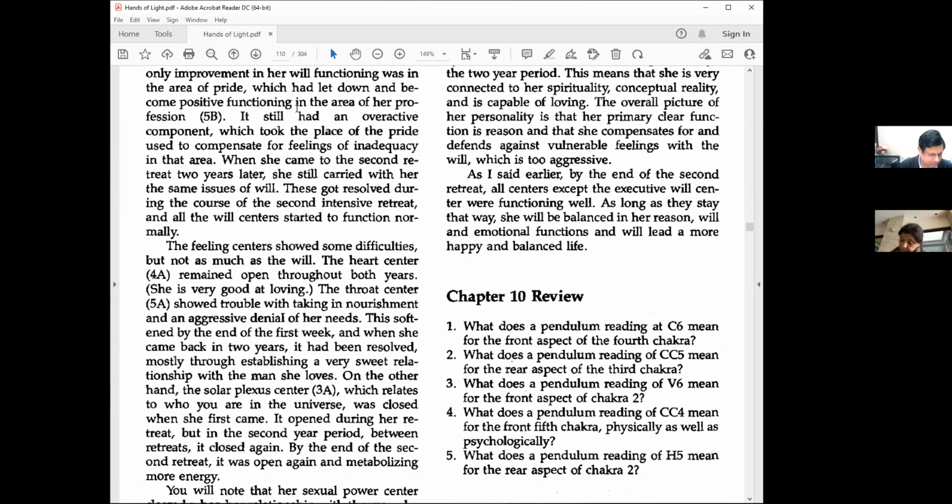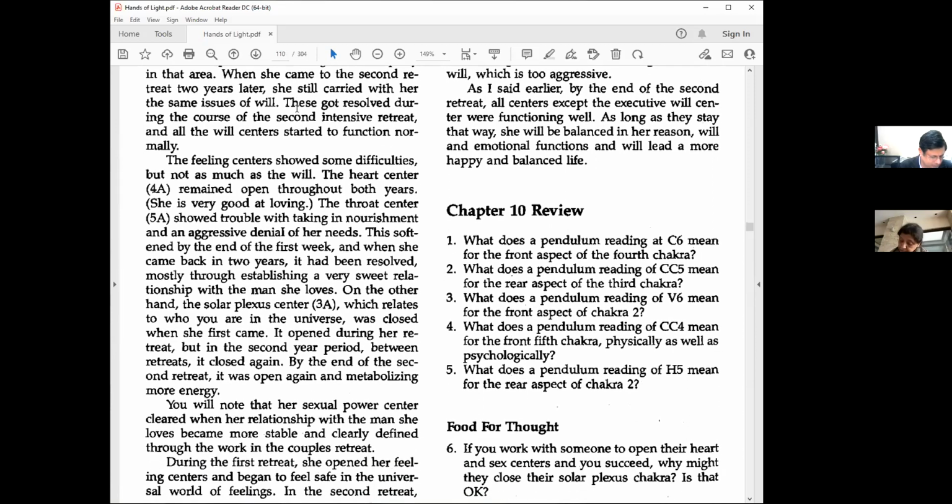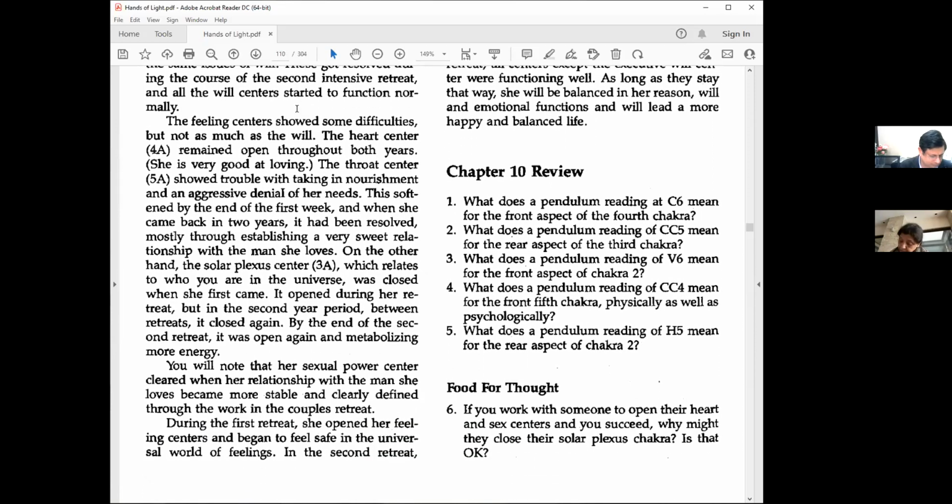The feeling center showed some difficulties, but not as much as the will. The heart center 4A remained open throughout both years. She is very good at loving. The throat center 5A showed trouble with taking in nourishment and an aggressive denial of her needs. This softened by the end of the first week, and when she came back in 2 years, it had been resolved, mostly through establishing a very sweet relationship with the man she loves.